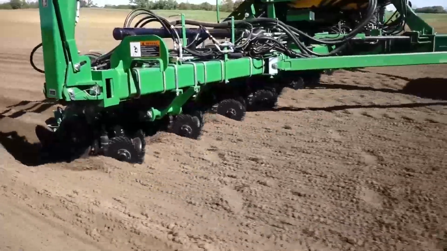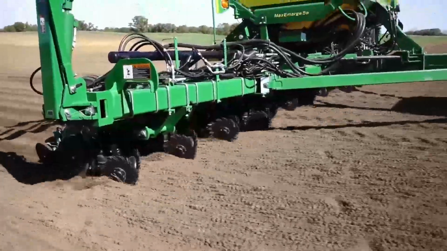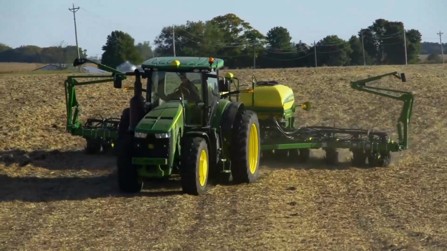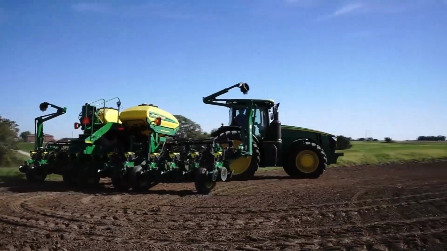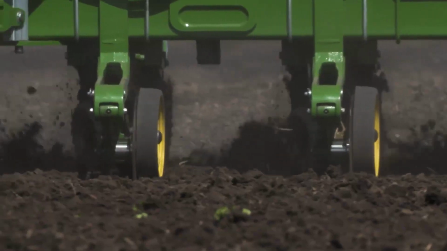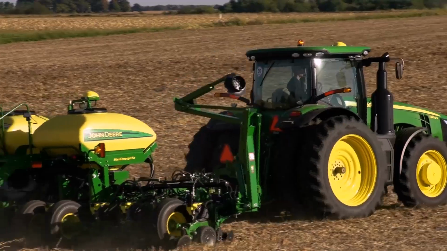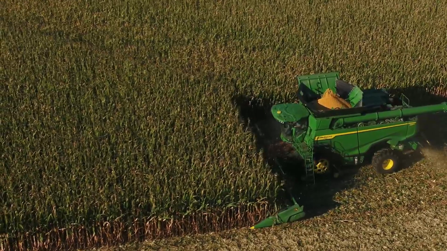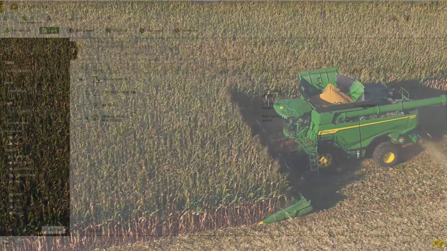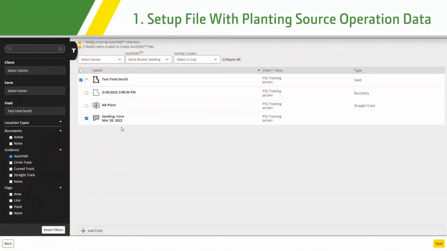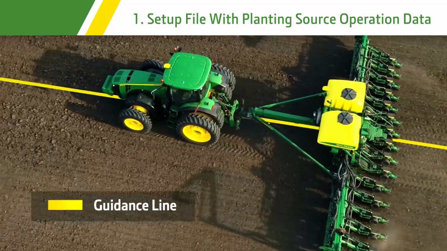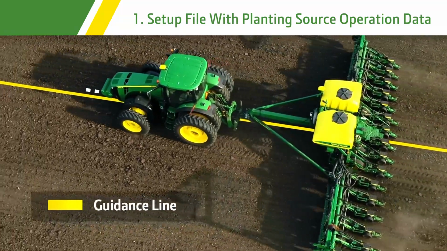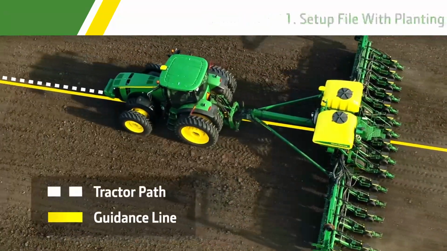When implement guidance is used during planting to maintain even guess rows, AutoPath can even make it easier to harvest fields seeded with a planter that has a mismatched number of rows, like a 24-row planter and a 16-row corn head. To use AutoPath for harvesting, you'll need a setup file with planting source operation data. This is the documented row location data that AutoPath uses to build a guidance plan for harvest.